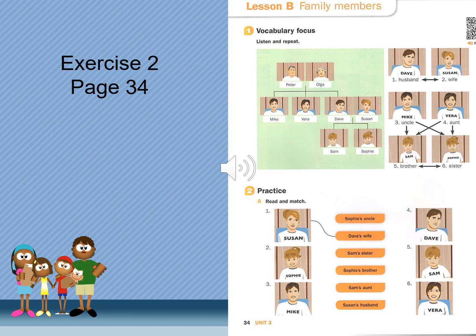Number 4 is Dave. Look up in the picture and see who he's related to. Number 5 is Sam. Who is Sam related to? Look at the picture in part 1. And finally, number 6, Vera. Who is Vera related to? Look in the picture.